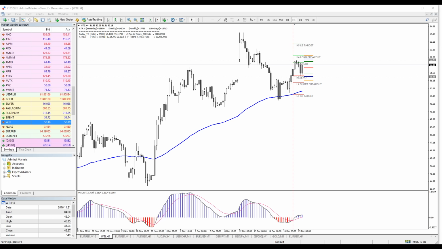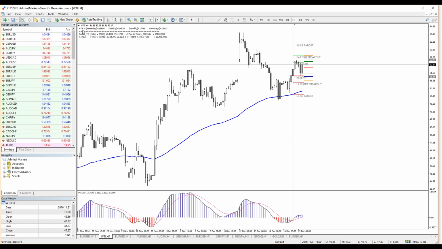Shazad is asking how to enter this line on the MACD indicator. Actually, you don't enter. The MACD indicator is for divergence, mostly for momentum, but I mostly use it for divergence. So you don't actually trade MACD. You trade price action, and MACD is just a tool that helps you.